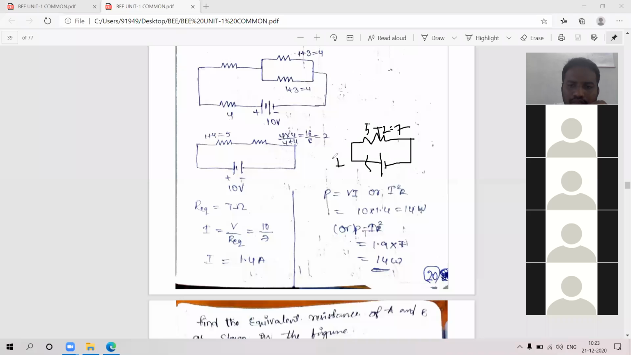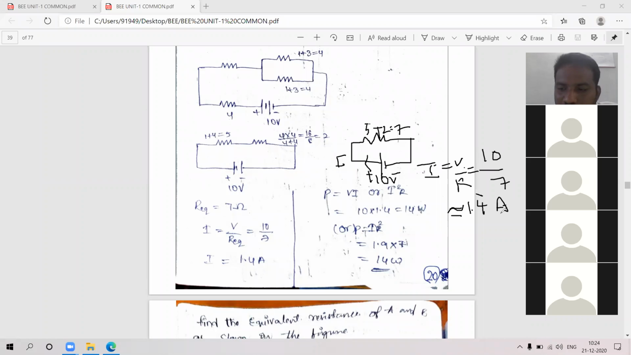This is the current flowing in that branch, and this is plus, and this is minus, and the voltage is 10 volts. Okay, so what is the current now? We know Ohm's law: I equals V by R. Voltage is 10, resistor is 7. 10 by 7 is approximately 1.4 amperes. Current we got.